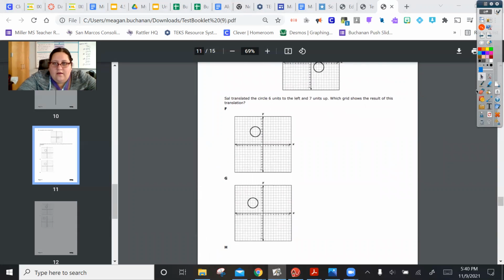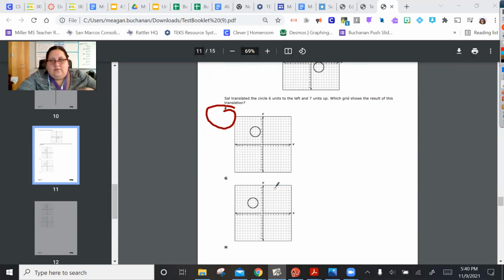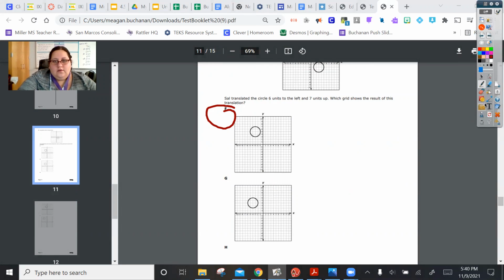The one that lined up was F. That's the one that went 6 units to the left and 7 units up. Some of them are close, but that was the only one that worked. Because remember, you're using the same points that you're translating to make sure you moved it correctly.